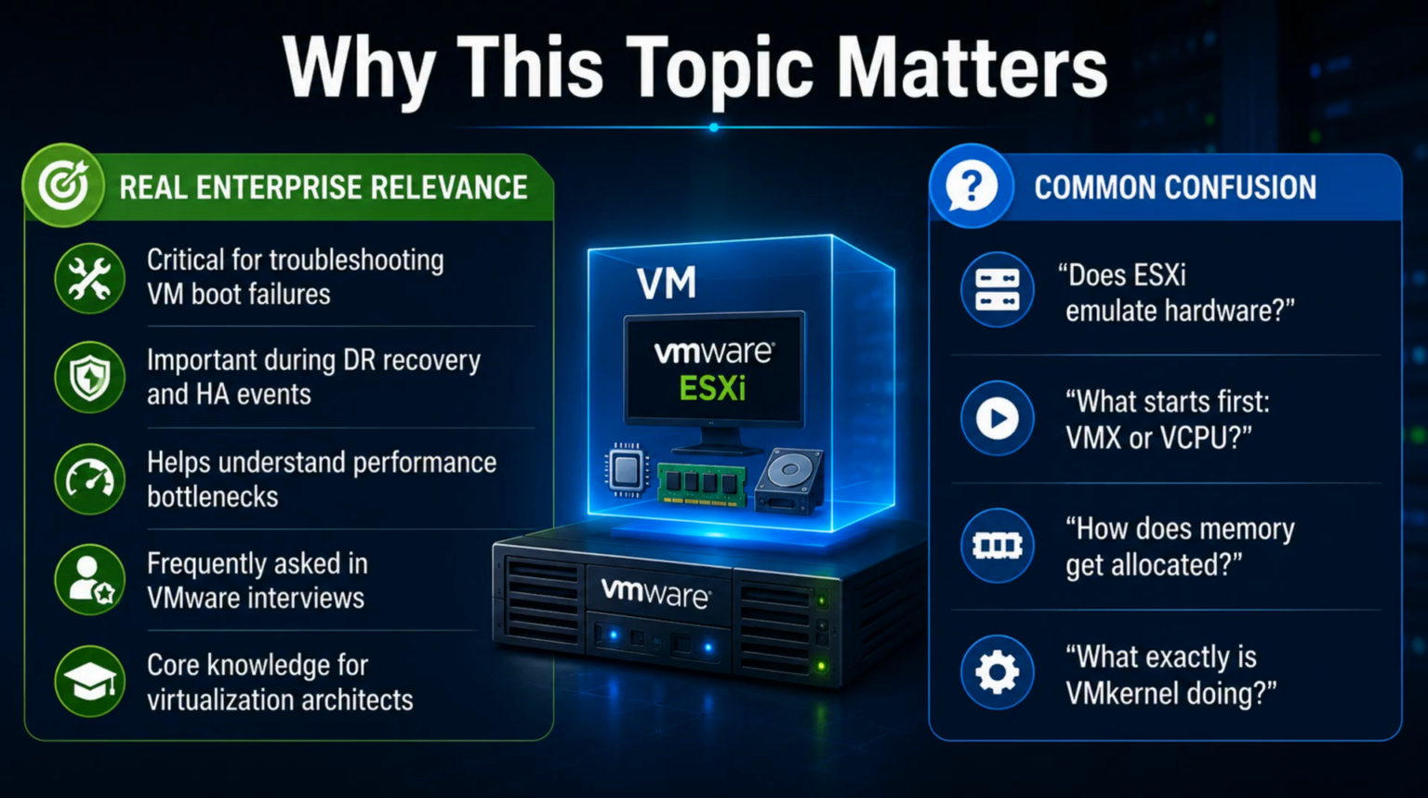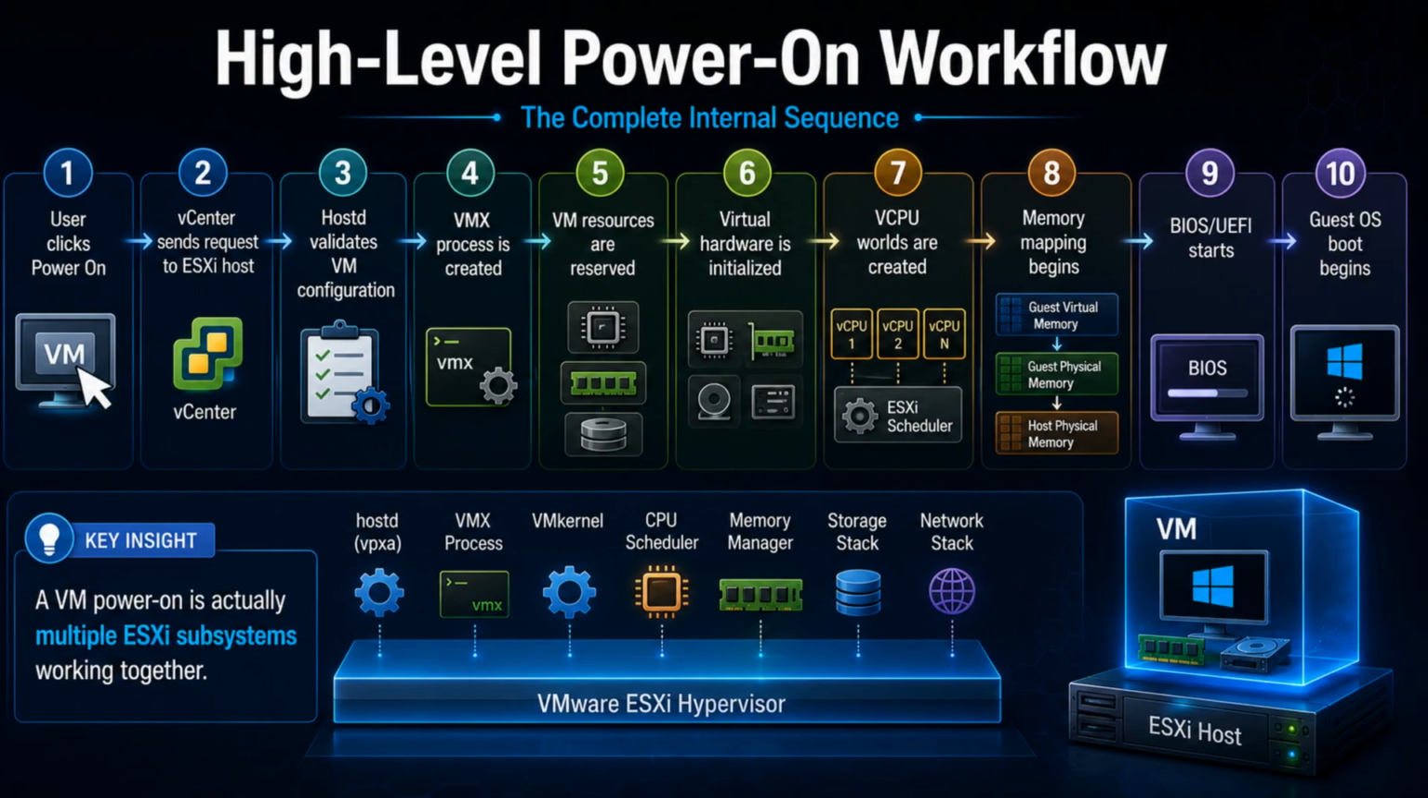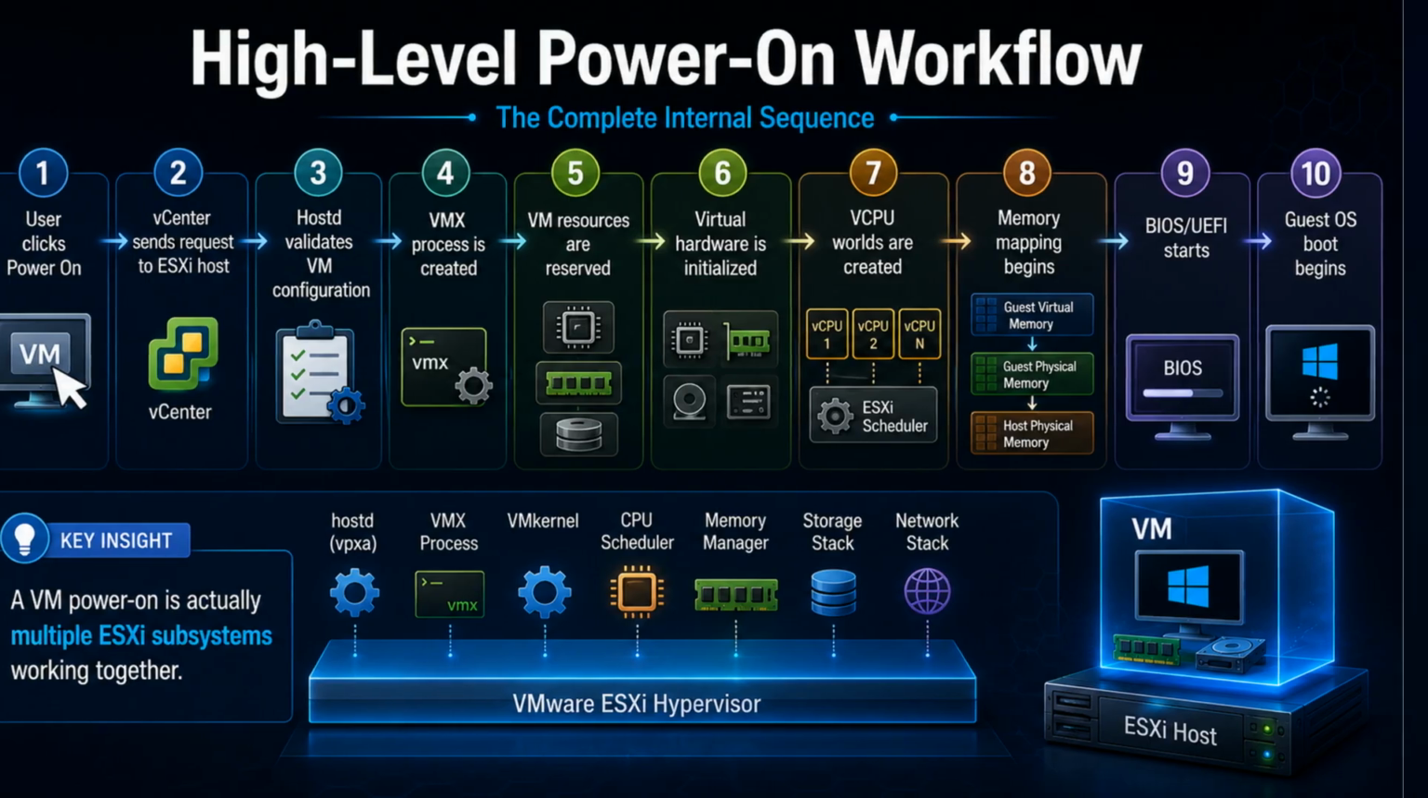So now let's zoom out and look at the complete high-level workflow first. A VM power-on is not one action. It's an orchestration pipeline. When the user clicks Power On, vCenter sends a request to the ESXi host. ESXi validates the VM configuration, creates the VMX process, allocates CPU, memory, storage, and networking resources, initializes virtual hardware, starts BIOS or UEFI, and finally boots the guest operating system. What looks like a simple button click is actually multiple ESXi subsystems working together in perfect coordination. So where does this entire process actually begin?